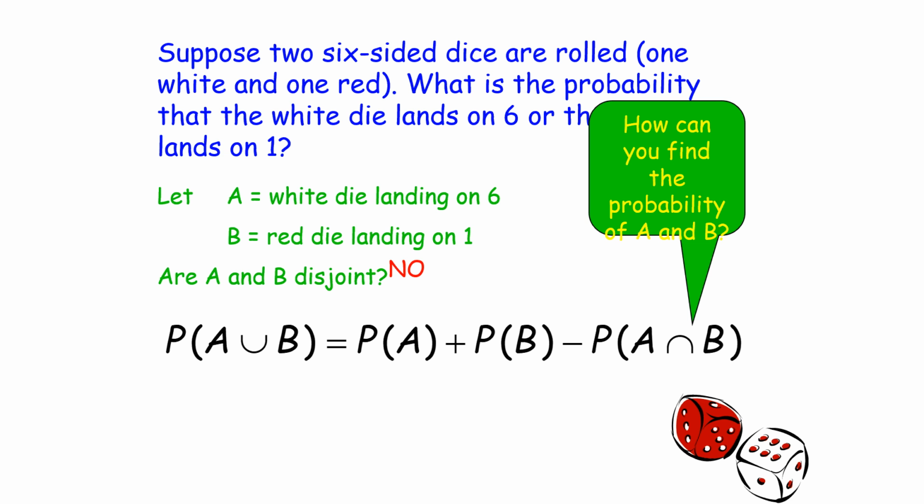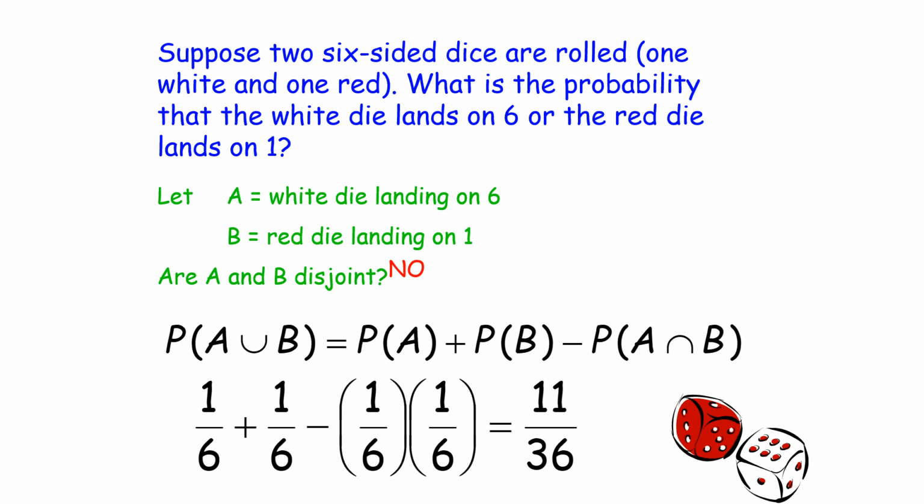So how can we find the probability of A and B? Because they're independent events, we're able to multiply them together. So here we'll have 1 over 6 plus 1 over 6 minus 1 over 6 times 1 over 6, which is going to give us a value of 11 over 36 for our final probability.